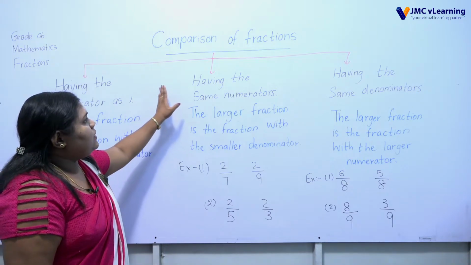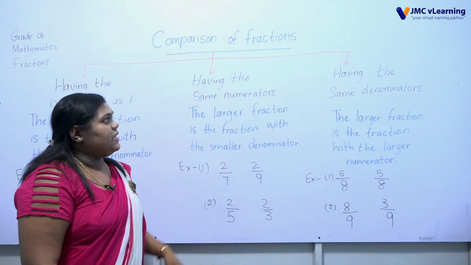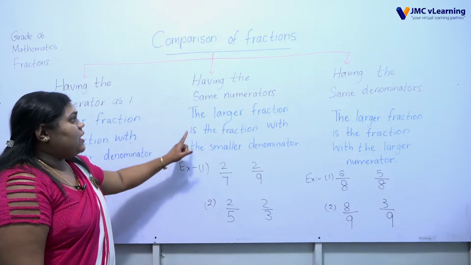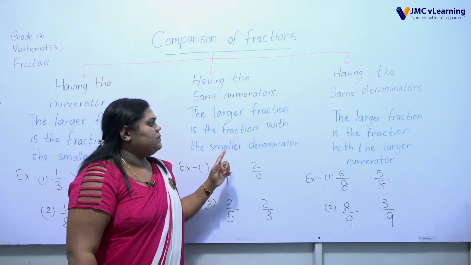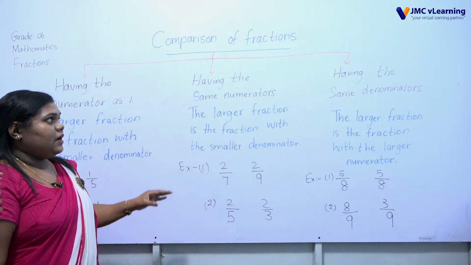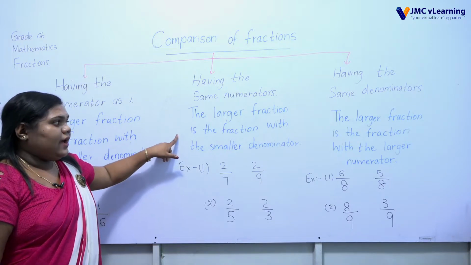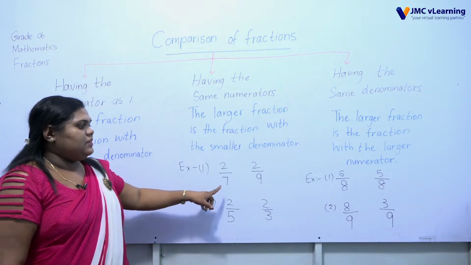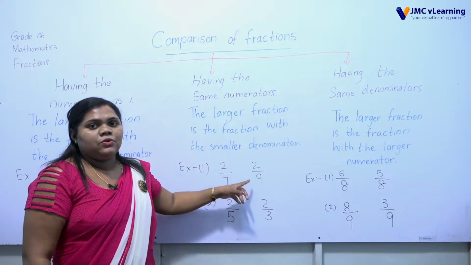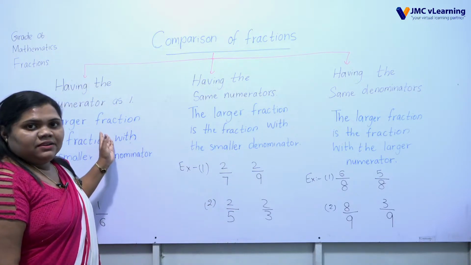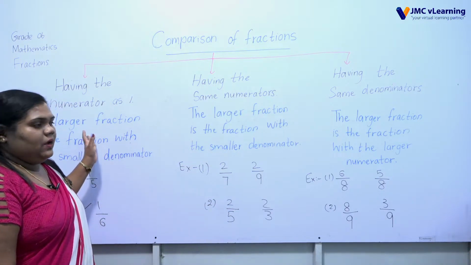Okay, now comparison of fractions having the same numerators. The larger fraction is the fraction with the smaller denominator. Now if you want to find the larger fraction in here, you want to find the smaller denominator. It means you have to use the same method we used in the first one.